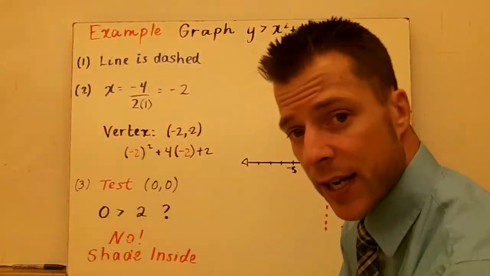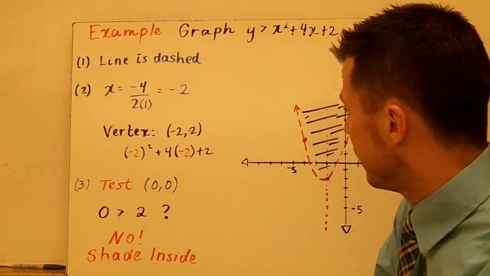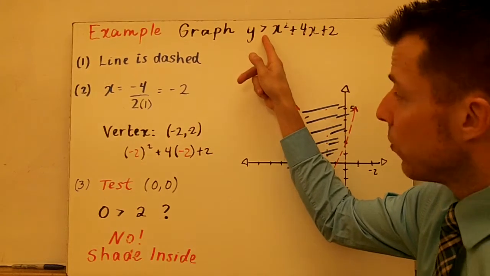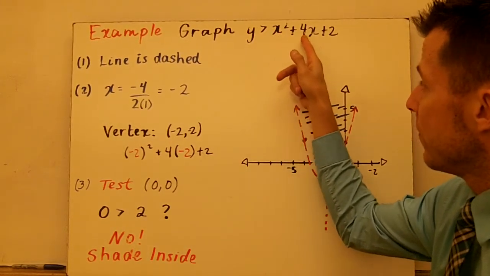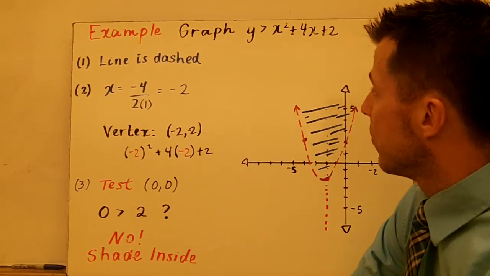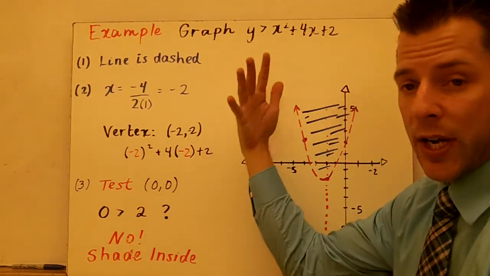So in this first example, I've already gone ahead and graphed the quadratic, and you can see the work here on the left. The line is going to be dashed because of that greater than inequality, and that's x squared plus 4x plus 2. We're going to graph that: y is greater than x squared plus 4x plus 2. So really, you treat it as an equal sign for now.